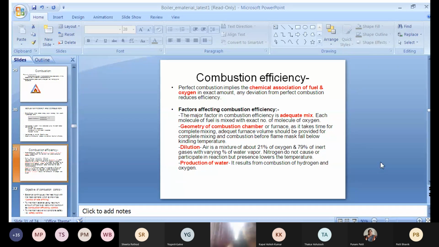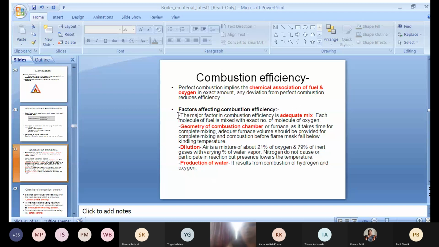And the next factor is production of water. The production of water results from the reaction of hydrogen and oxygen. Gases are present in the air, so hydrogen and oxygen mix with each other and some moisture is produced. Okay, so that is also affecting the combustion efficiency. So we are going to take care of these four factors to increase the efficiency.